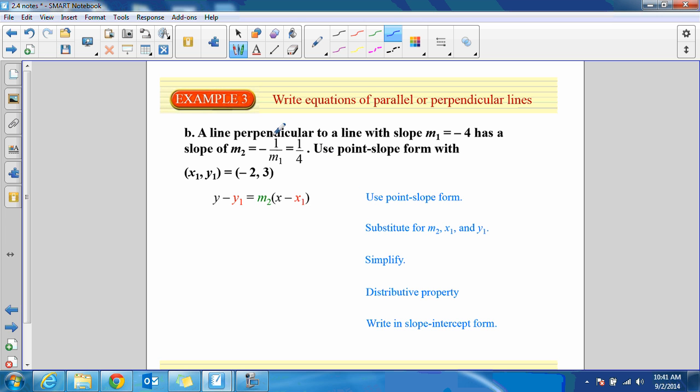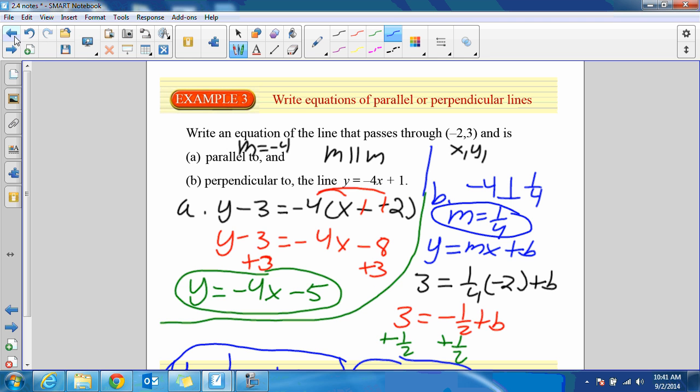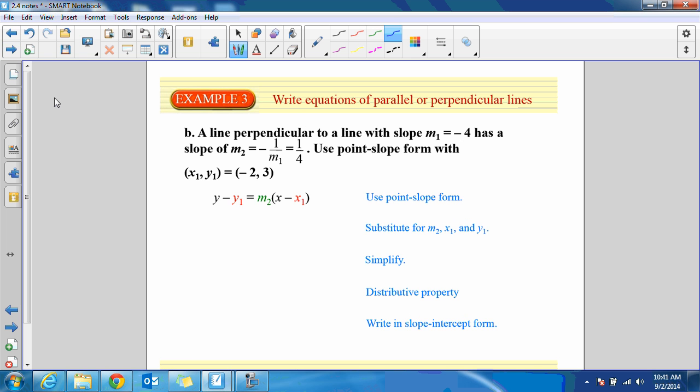Okay, a line perpendicular to a line with a slope m1 equals -4 has a slope of m2 negative. That just means the opposite reciprocal of 1/4. Is this the one we just did? Yeah, this is the one we just did. Never mind. Don't worry about this one. We've already done this one. Okay, moving on.